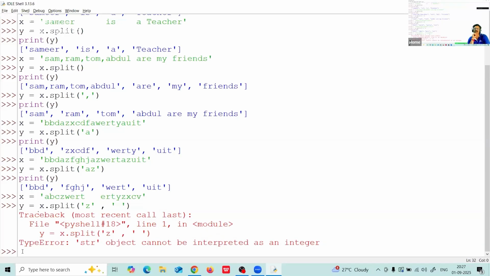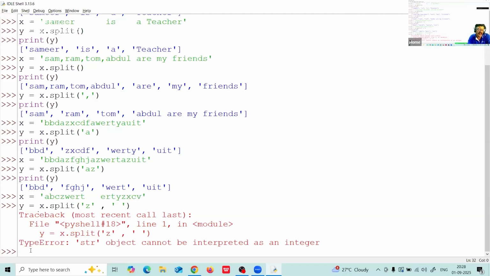The point is, if you want to split on multiple things, then the best thing is you first split on the first parameter, maybe Z. So you'll get separated out words. Okay, let's see. Suppose you first split on Z. So you'll get ABC, then WERT, then ERTY, this entire word you will get. I hope you are understanding, because Z is our criteria. And the last word you will get is XCV. I hope you understood.